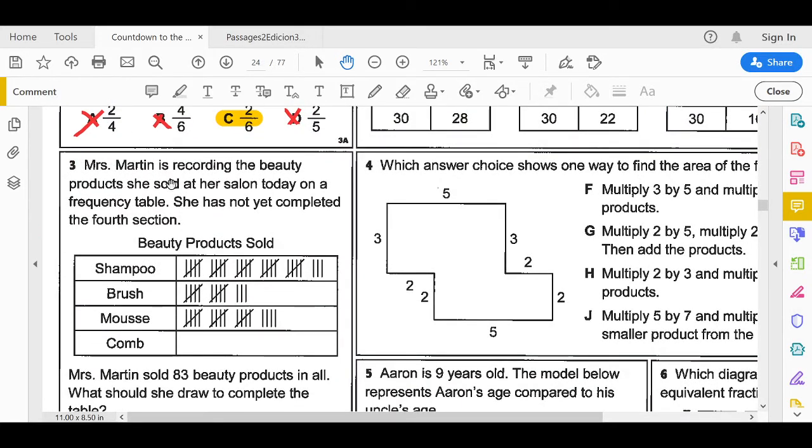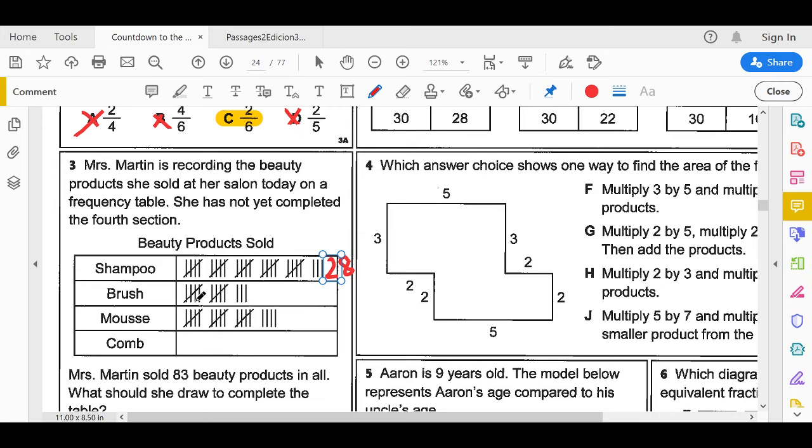Oh, I love these exercises for dot plots and frequency tables. Mrs. Martin is recording the beauty products she sold at her salon today on a frequency table. She has not yet completed the 4th section. So we can see that for shampoo, let's count how many and let's write it here. 5, 10, 15, 20, 25. And then we have here 26, 27, and 28. So this is 28.